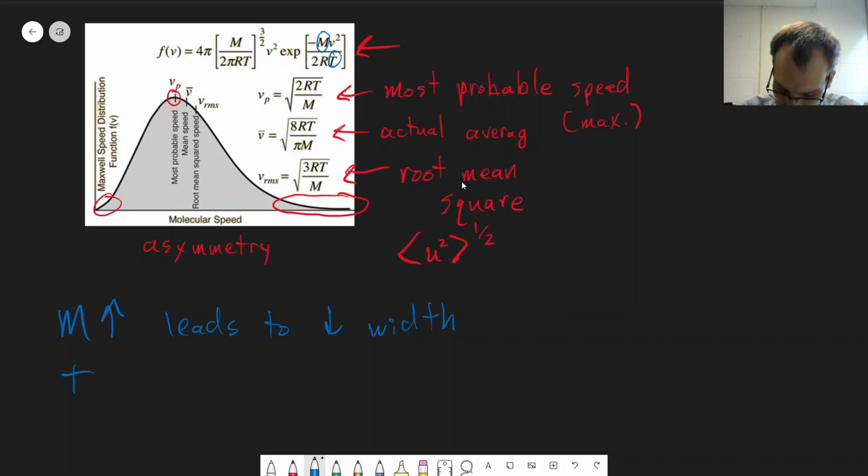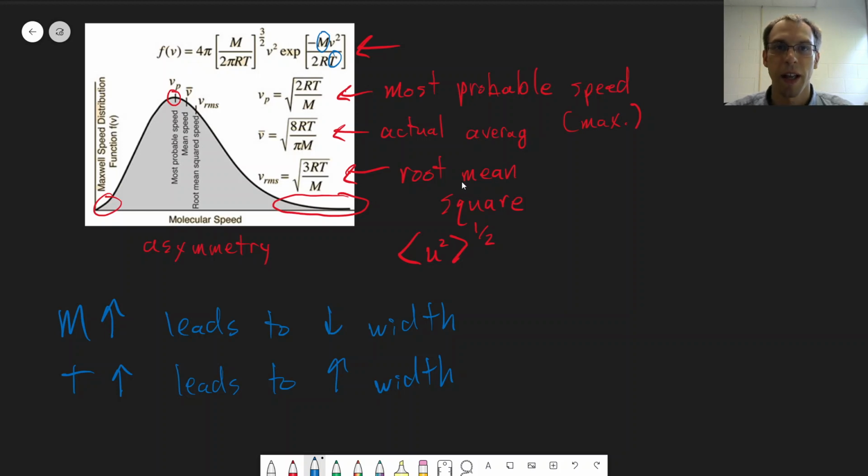Temperature will have the opposite effect. If we increase temperature, that will lead to an increased width of our distribution. So the distribution will widen out, and you'll have more particles moving at higher speeds. That's similar to what happens with the velocity distribution.